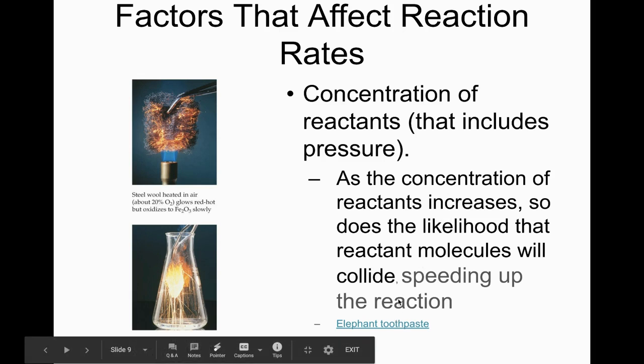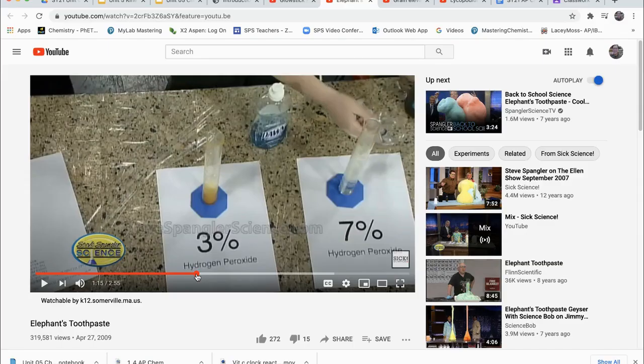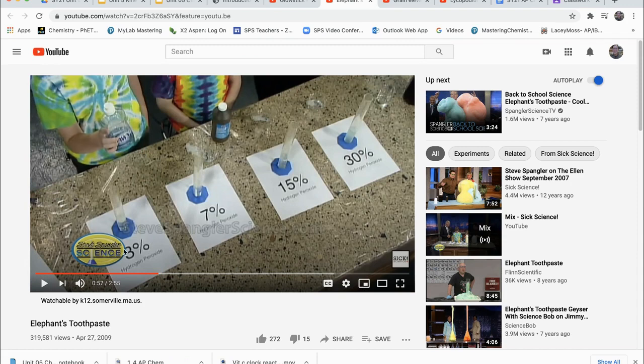And we'll see that in this elephant toothpaste video, also another one of Steve Spangler's. So here he's showing 4 different concentrations of hydrogen peroxide. Think about which of these is going to have the fastest reaction. Right now, the reaction is happening, but it is very, very slow. They're going to add something called a catalyst, potassium iodide, to make this reaction speed up. And we'll see the effect of increasing the concentration. So here we go.